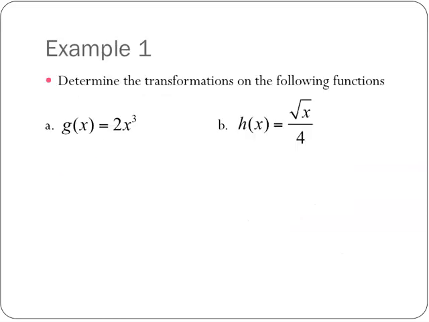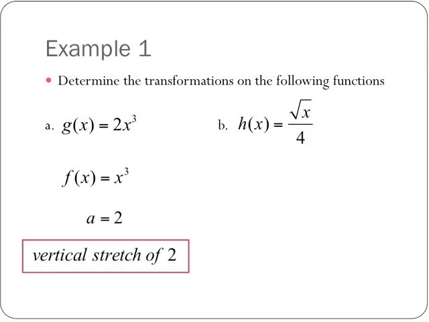Example 1, determine the transformations on the following functions. So g of x equals 2x cubed. First, let's figure out what the parent function is. In this case, we have a cubic function. The parent cubic function is f of x equals x cubed. So our a value is equal to 2, which means that since a is greater than 1, this is going to be a vertical stretch by a factor of 2.